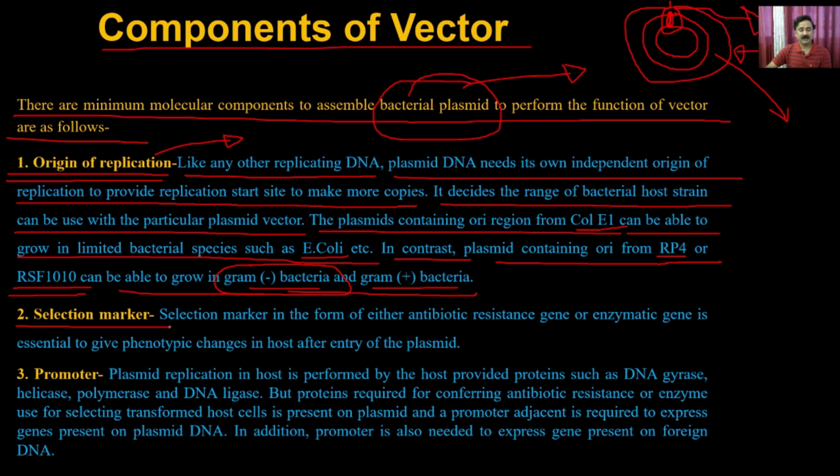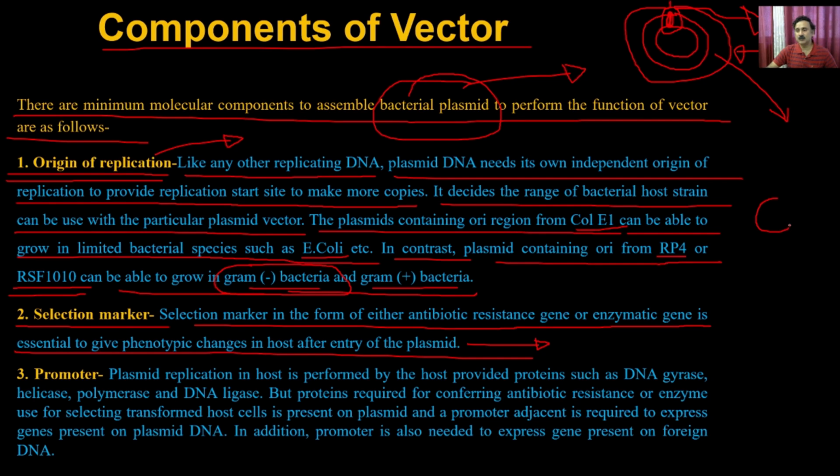Then you require the selection marker. A selection marker, in the form of either an antibiotic resistance gene or an enzymatic gene, is essential to give a phenotypic change in the host after the entry of the plasmid. I think we discussed this. If you have the selection marker, you can use it as a criterion to choose which cells are non-transfected versus transfected. For example, if I put ampicillin, the cells without the plasmid are not going to grow and the ones with the plasmid are going to grow, so the colonies you get are going to have this particular DNA.